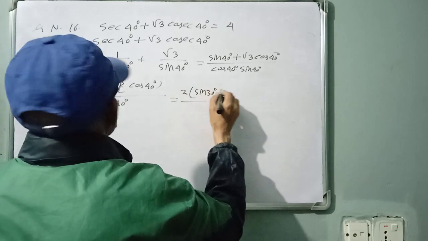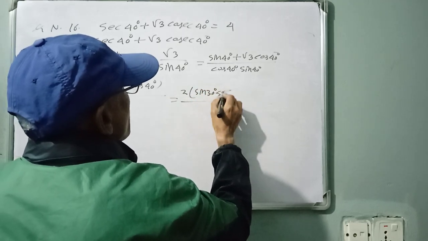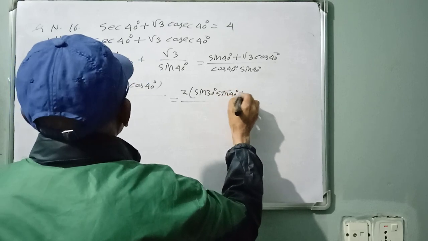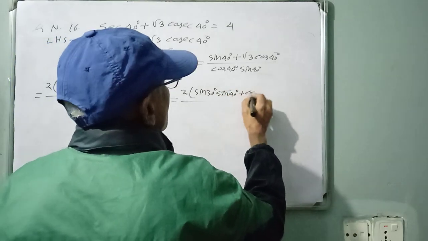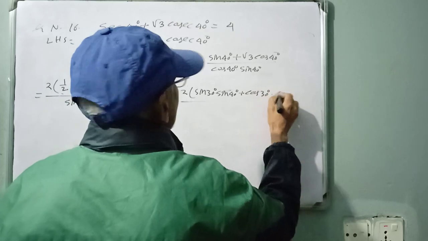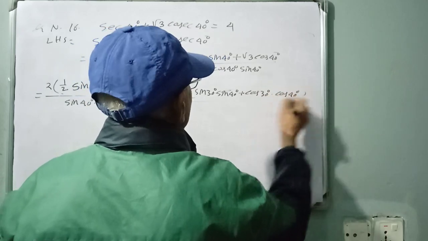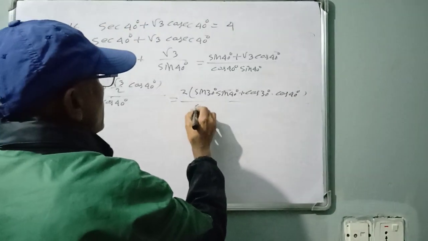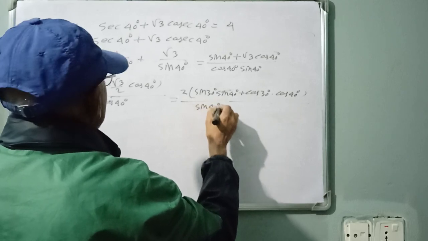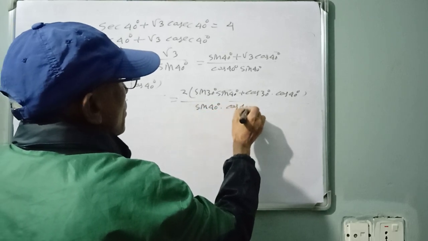2 into sine 30, sine 40 plus cos 30 into cos 40 degree. There, sine 40 into cos 40.